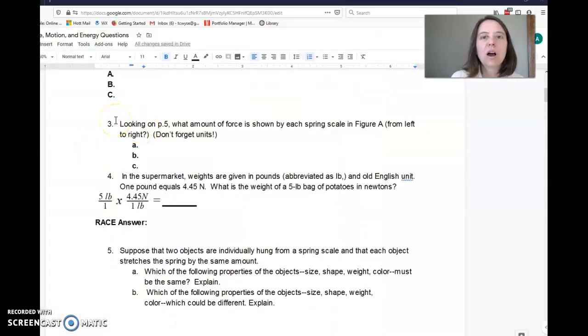Coming back to our book, remember A is going to be 0 newtons, and then B and C you'll need to find out. Remember to write newtons in your answer, to the nearest tenth of a newton. So you can pause the video until you're ready for number 4.